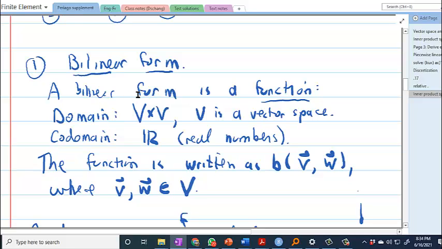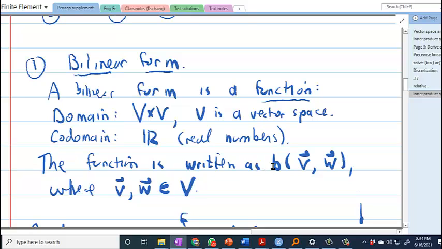A bilinear function has a domain of V cross V. That is, it takes two vectors. That's what the cross means. I take one vector from a vector space and another vector from a vector space. So a bilinear form has two vectors as its domain, and it creates a real number as its output. So really we have two vector inputs, one real number output.